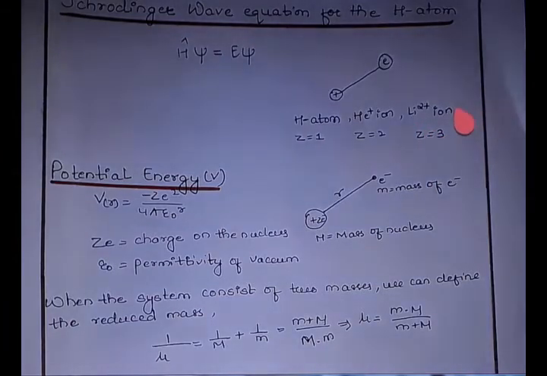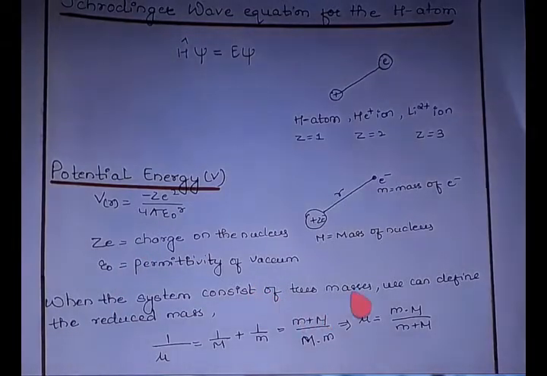Now let us talk about the potential energy. The potential between the two charges is best described by a Coulomb term. Potential energy V can be described as V in terms of r. Let us consider a nucleus having a charge of plus Ze and an electron with a charge of minus e with a distance of r between them. Small m is the mass of the electron and capital M is the mass of the nucleus. Therefore, potential energy V(r) equals minus Ze square divided by 4 pi epsilon naught r. Here Ze is the charge on the nucleus and epsilon naught is the permittivity of vacuum or free space.